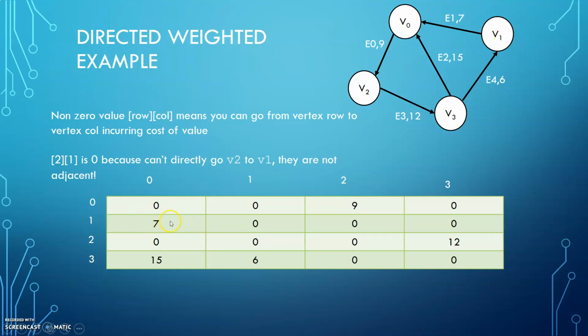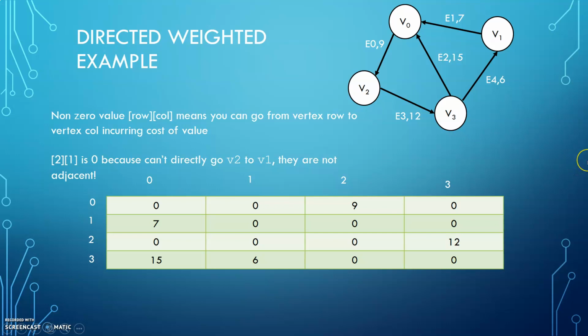Vertex 1, there's the 0 and it's 7. And vertex 0 only has one edge from it. It's 9 going to vertex 2. And so here's the 9 for vertex 2. So this two-dimensional array of integers can be used for a weighted graph.